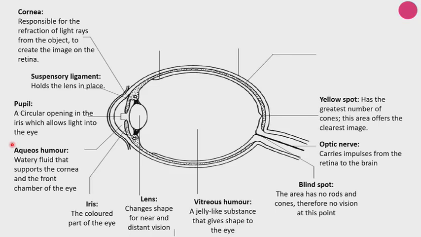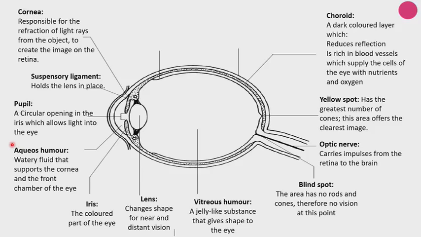Then the yellow spot is the opposite of the blind spot. This is actually the spot where you want light rays to focus because it contains the greatest number of cones, the photoreceptors responsible for giving you sharp, bright, clear color vision. So that's where images form the clearest, sharpest image.